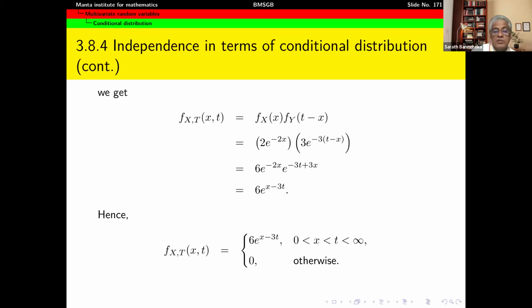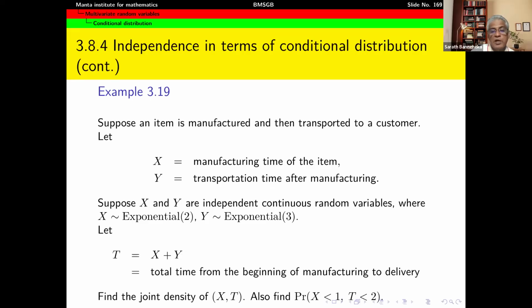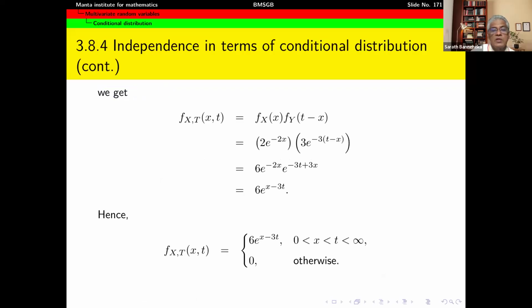So then, using this joint density, I will now calculate this probability: X less than 1 and T less than 2, right? For that, again, I recommend you look at the support and the new subset on which we want to find the probability.